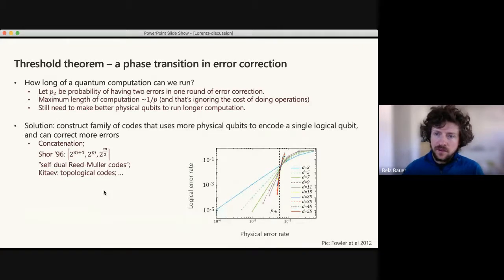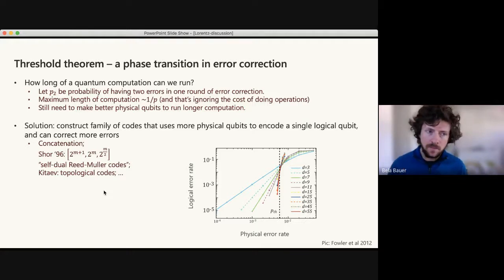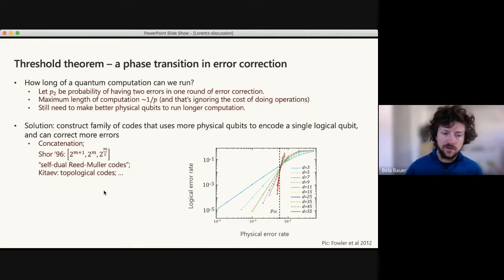So what does this achieve? This gets you part of the way to the solution. But the problem is you could still have 2 errors occur while, say, you're doing the stabilizer measurements, and that you cannot detect and cannot correct. So somehow what you've done is you've improved your maximum length of a computation from what you can do on the physical qubits to what you can do until you're unlucky enough that 2 errors occur in a single round of error correction. So this is a fixed improvement. If you wanted to run a longer computation, you'd still have to make better physical qubits to make the probability of having 2 errors in one single measurement low enough.